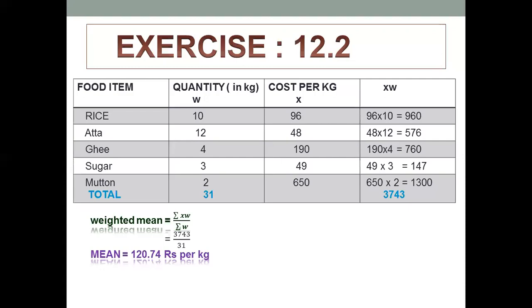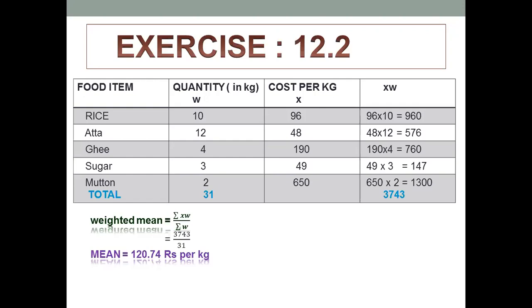After adding 960, 576, 760, 147 and 1300, you add all these values. The answer becomes 3743. This is the sum of XW. The mean means we add all: this is the summation of XW, and we divide it by the summation of W.